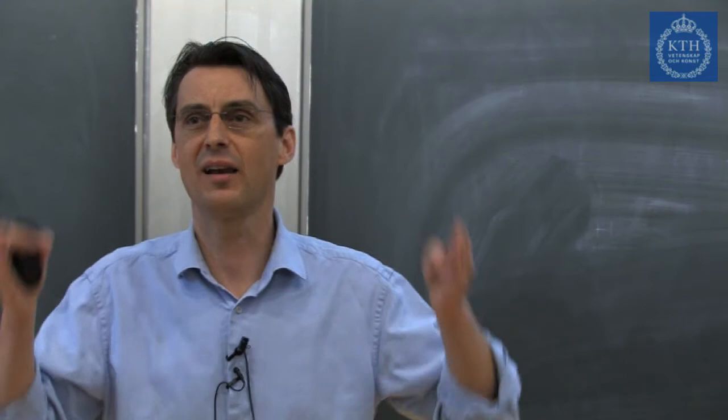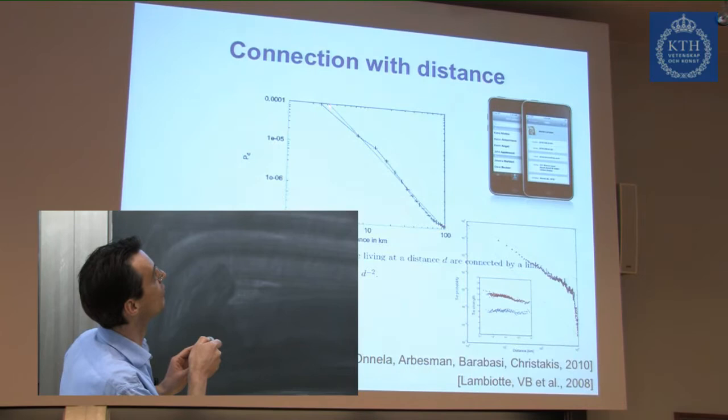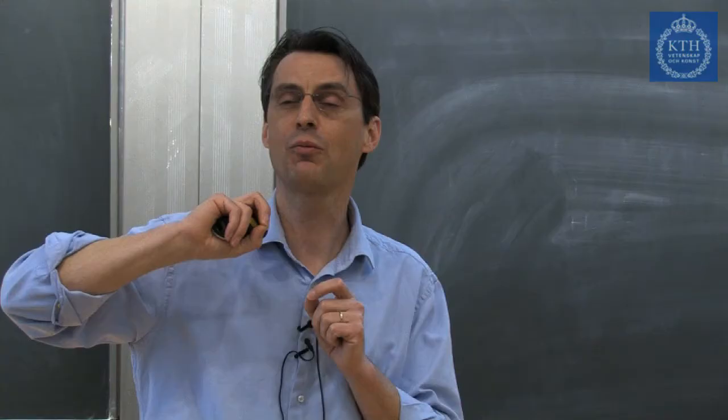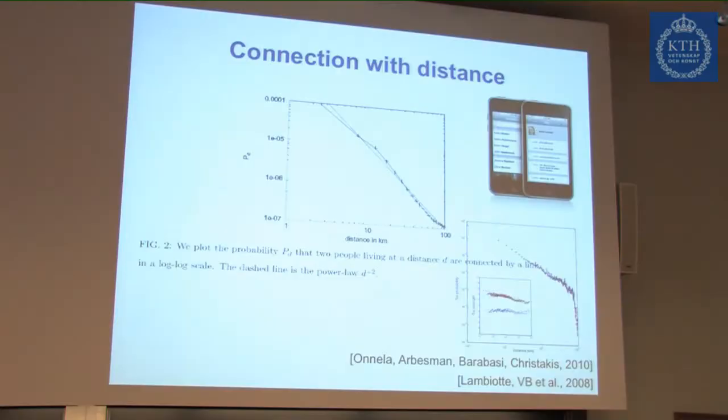And if you plot this on a log-log plot, what you get is this set of points, and you see that they very closely follow a straight line that has a slope of minus 2, which shows that the probability of communication between two people decreases with the square of the distance. If you double the distance, you decrease your probability of communication by 4. Okay, and this has also been shown in another data set.